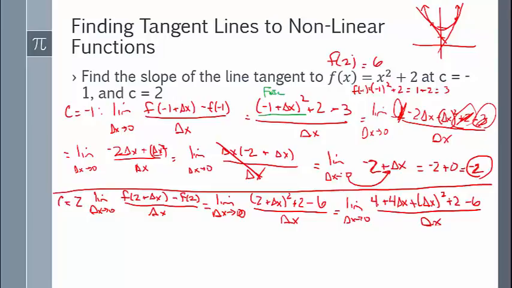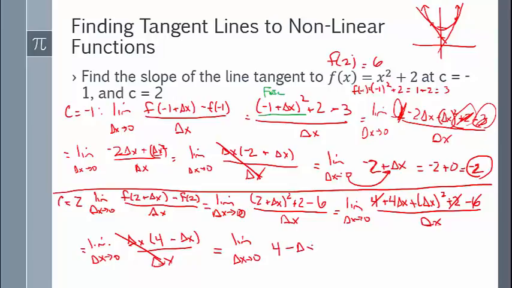All right, let's clean things up. 4 plus 2 is 6. Minus 6 makes 0, so they can all get canceled out. We get the limit as delta x approaches 0. I can factor out one of those delta x's and be left with 4 plus delta x all over delta x. Cancel out the delta x's outside, and I get the limit as delta x approaches 0 of 4 plus delta x, which then when I plug in 0 for delta x leaves me with the 4, which is the slope of that line at that point.